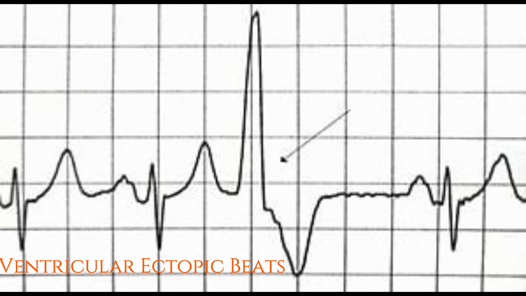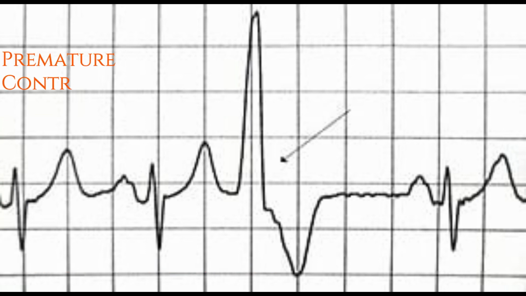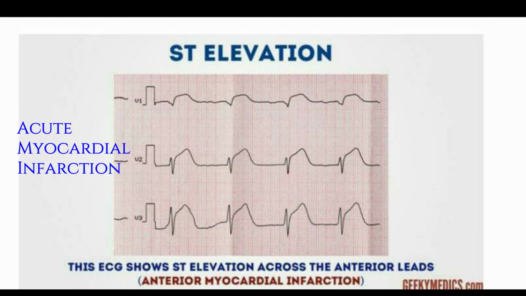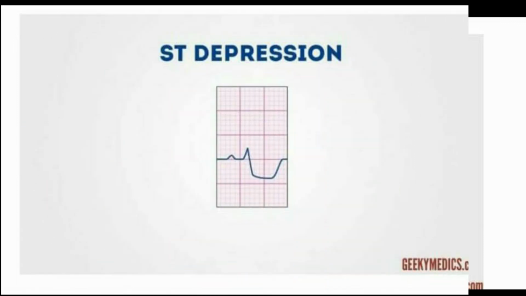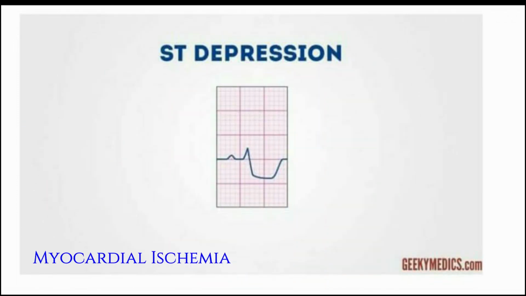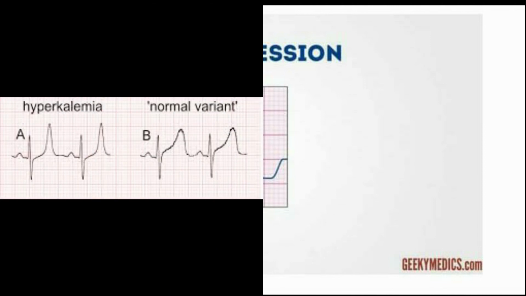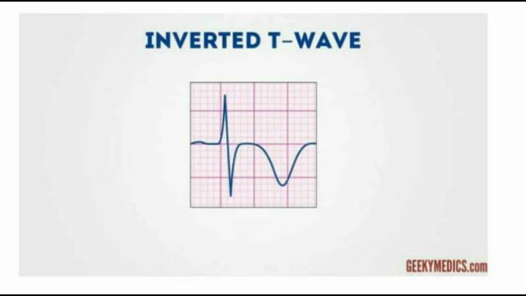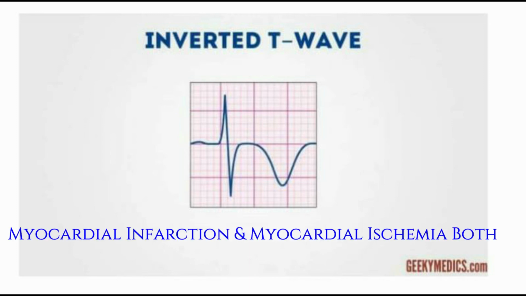Now, what are ventricular ectopic beats? Ventricular ectopic beats mean premature contractions of the ventricle. Now, I will discuss the ST segment. ST segment elevation is noticed in case of acute myocardial infarction, but ST segment depression is noticed in case of myocardial ischemia. When the T wave is peaked, it denotes hyperkalemia, and when inverted T waves are noticed, it means myocardial infarction and myocardial ischemia both. Thank you.